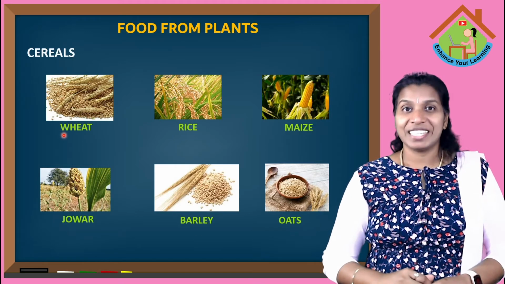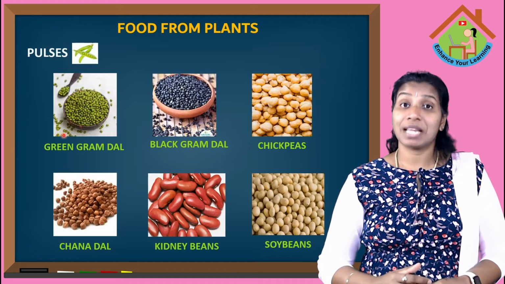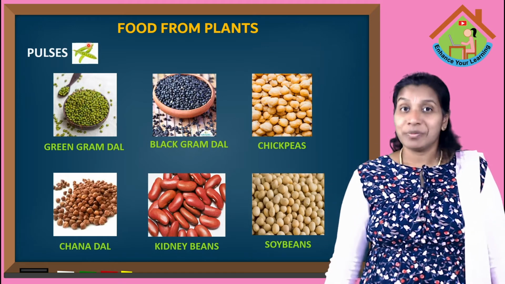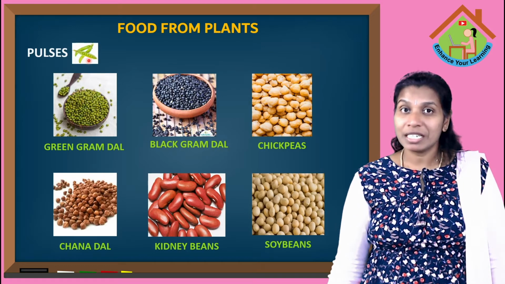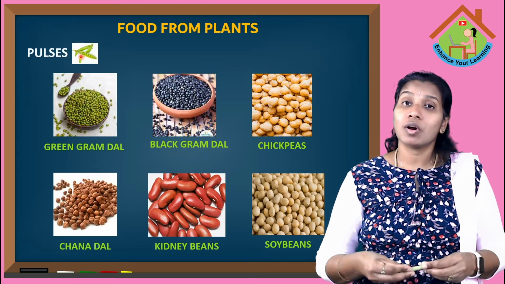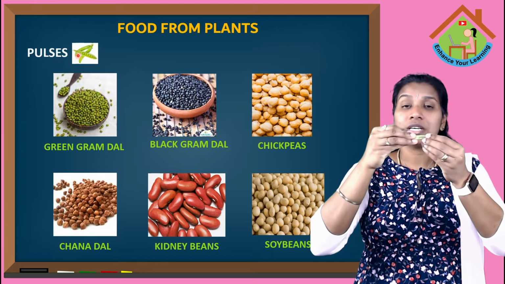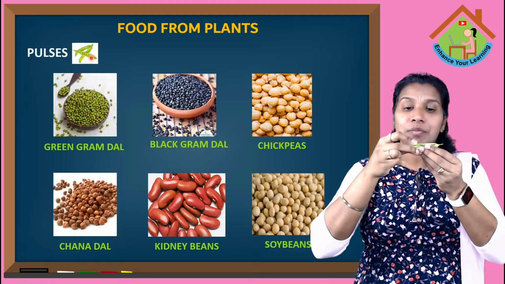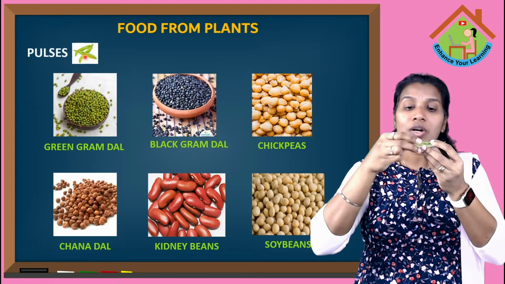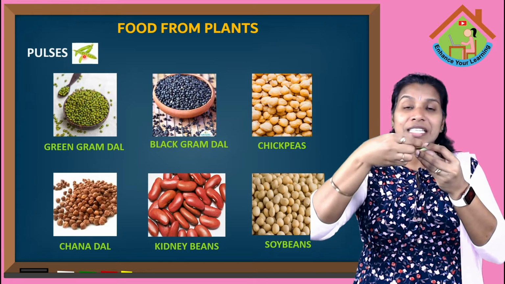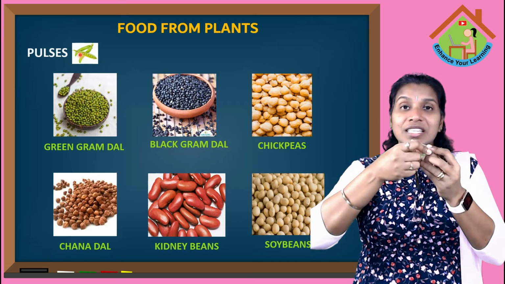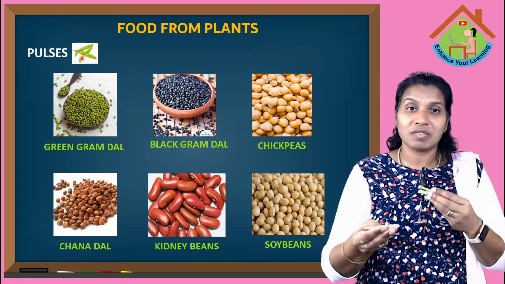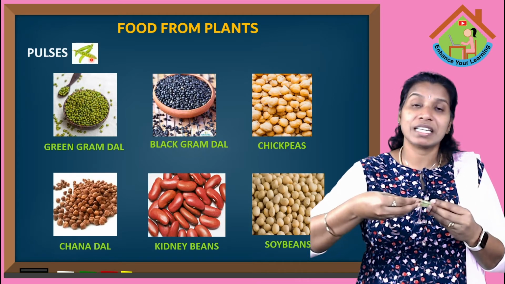Next, we get pulses from plants. What do you mean by pulses? Pulses are the edible seeds which grow in pods. What do you mean by pods? See, this is the pod. So, pulses will be available inside the pods. You have to open the pod and there you can see the seeds. So, these seeds are called pulses. Always these pulses will be inside the pods.